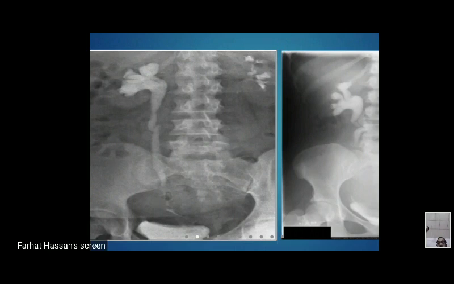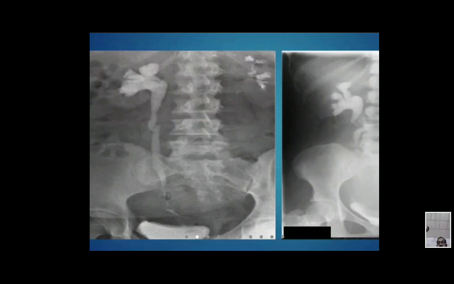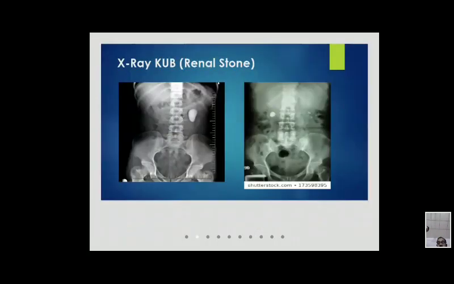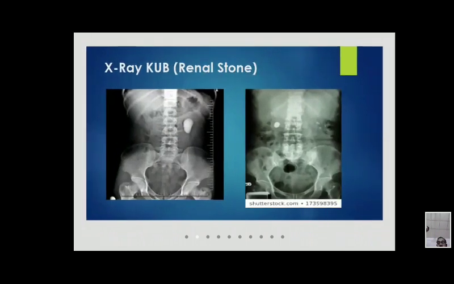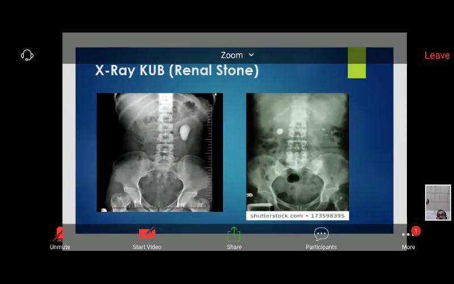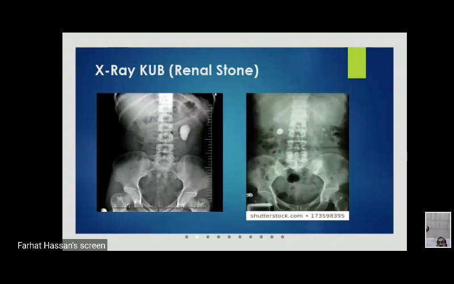So now our next slide. The most important is, what have you seen in the X-ray? Tell me. What have you seen in the X-ray?